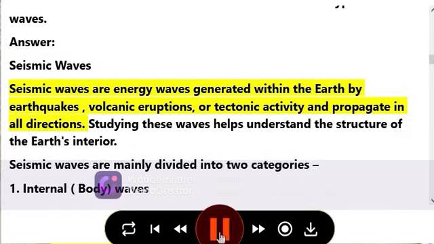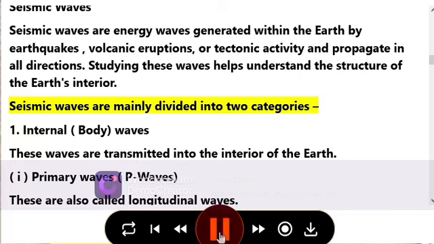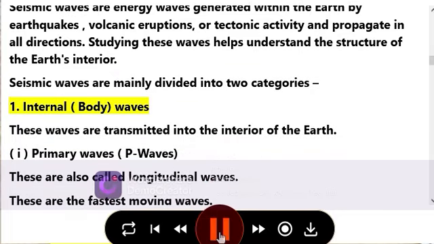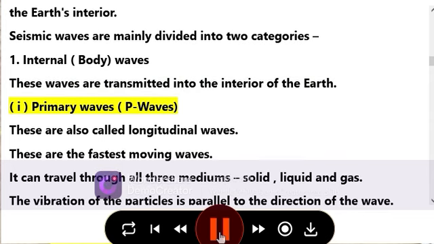Answer. Seismic waves. Seismic waves are energy waves generated within the earth by earthquakes, volcanic eruptions, or tectonic activity and propagate in all directions. Studying these waves helps understand the structure of the Earth's interior. Seismic waves are mainly divided into two categories. A. Internal, body, waves. These waves are transmitted into the interior of the Earth.